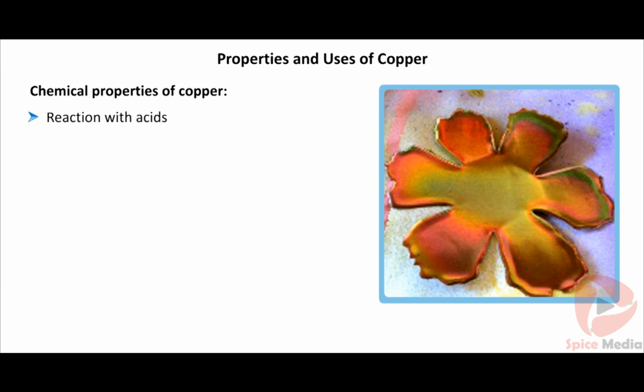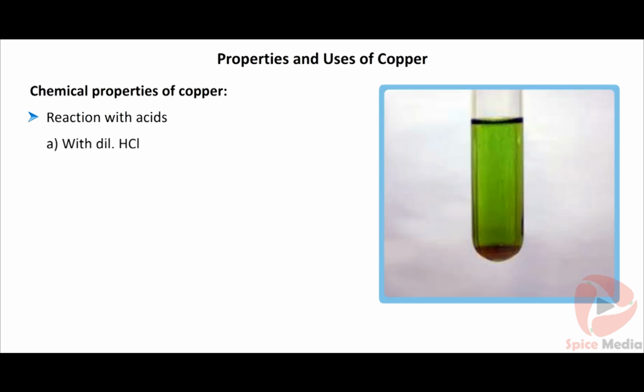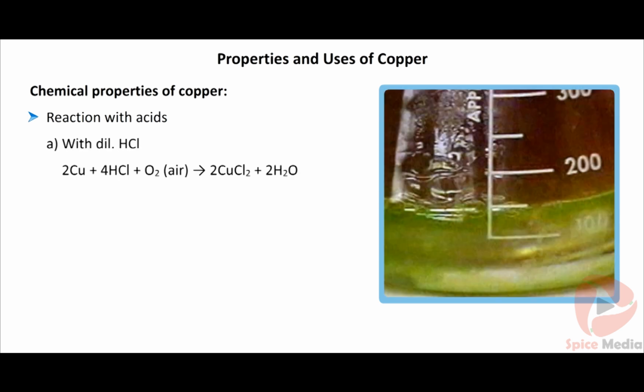Reaction with acids. Dilute acids such as HCl and H2SO4 have no action on this metal in the absence of air. Copper dissolves in these acids in the presence of air. With dilute HCl, 2Cu + 4HCl + O2 in the presence of air gives 2CuCl2 + 2H2O. 2Cu + 2H2SO4 + O2 gives 2CuSO4 + 2H2O.